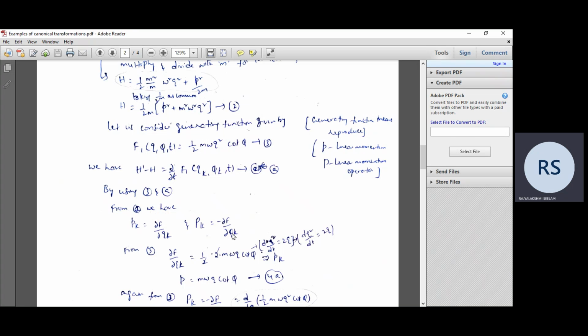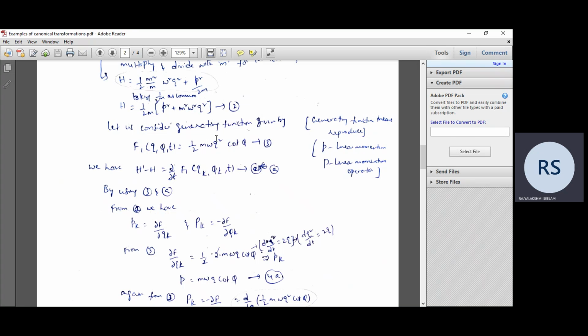So from equation number 3, let us see ∂F/∂q_k. If we take the derivative of ∂F with respect to q, we will obtain half into q squared, its derivative with respect to q, m ω cot Q. So this is p_k. So ∂F/∂q_k is nothing but p_k.